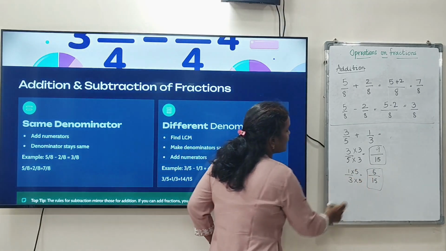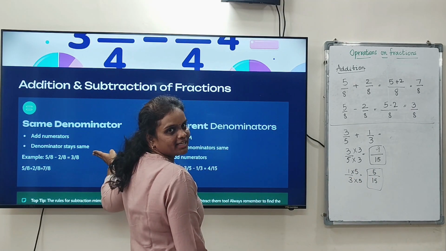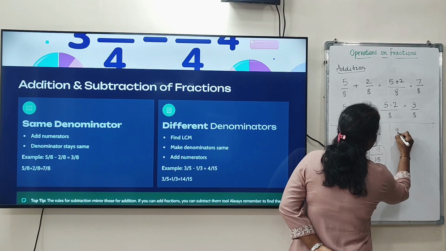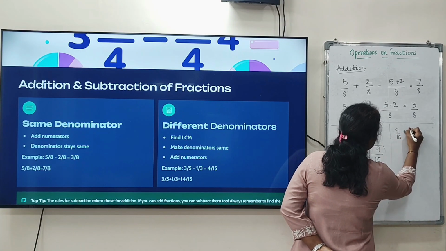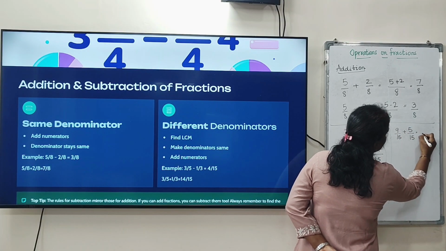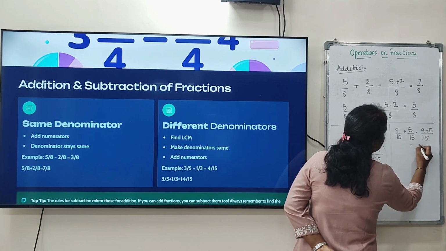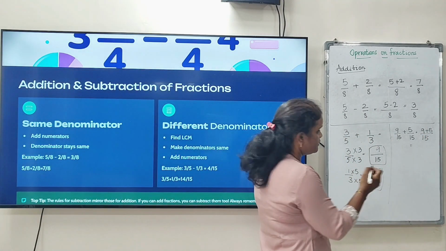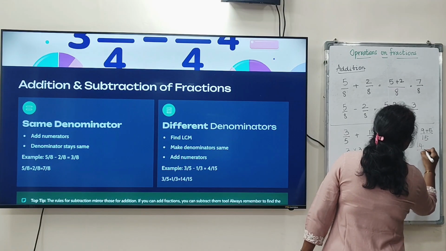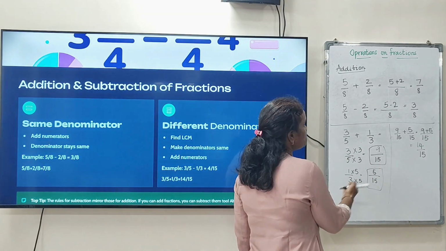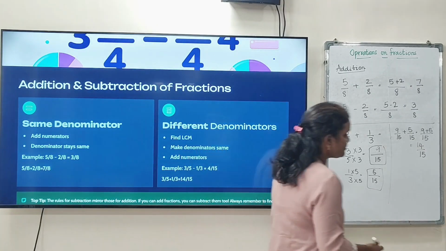Now if you observe these two fractions, they both have the same denominators. So this falls under the case of same denominator. It's so simple. Now you can add them both. 9 by 15 plus 5 by 15. Keeping the denominator same, adding both the numerators. 9 plus 5 is 14. So the answer is 14 by 15. Now what about subtraction? It's the same case.